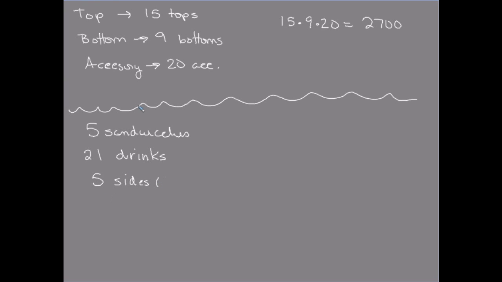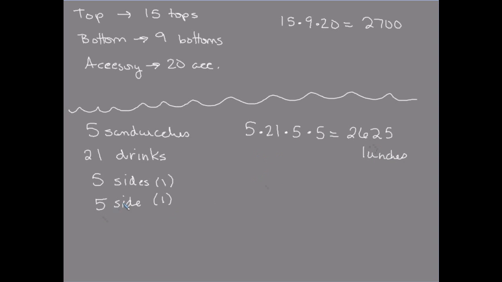There's a choice of 5, and then you can pick a second side. That means you have 5 choices again, because you could pick double of anything. So let's say you decided potato salad, so you get twice as much potato salad. So we have 5 sandwiches, 21 drinks, 5 of the first side, 5 of the second side, and that gives us 5 times 21 times 5 times 5. That's 2,625 possible lunches.